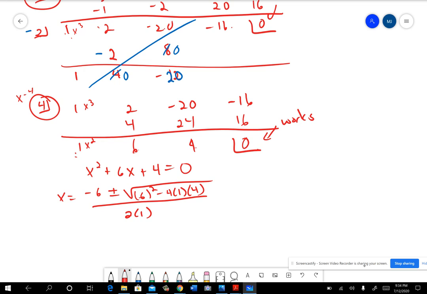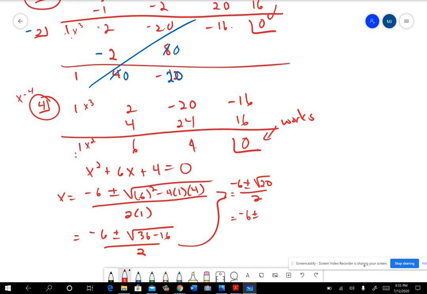Let me check that, because I can't do this very well if I'm talking. Yep, that looks okay. All right, so that's 36 minus 16. Let's see if I can erase a little bit on that. Okay, so that winds up being -6 plus or minus the square root of 20 over 2. Okay.